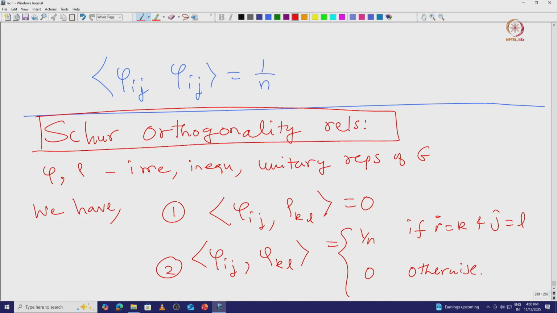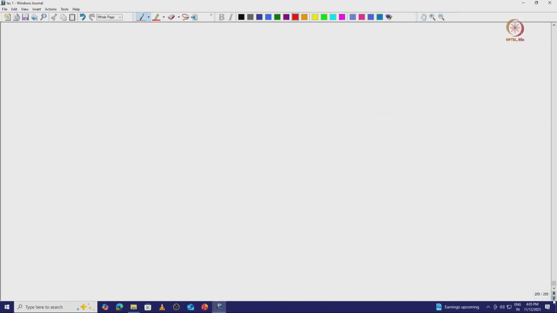So, basically we could see that if we consider this projection operator, the projection operator is what possesses all the information about this inner product ⟨φ_ij, ρ_kl⟩.